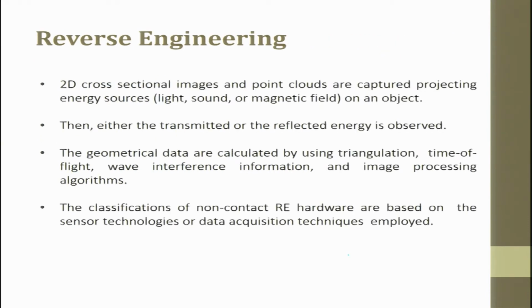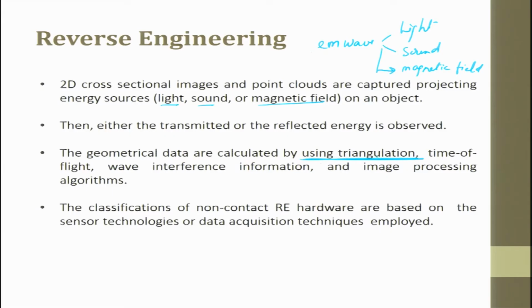Okay. The 2D cross section images and point cloud data are captured by projecting energy sources like light, sound, and magnetic field. You can use any of the electromagnetic waves. You can use light, ultrasonic can be used, and you can also use magnetic, because electric and magnetic fields are 90 degrees to each other. So, you can use the magnetic field also. So, you can use these energy sources and sensors to measure the point cloud data. Then either the transmitted or the reflected energy is observed. The geometric data are calculated by using the triangulation technique.